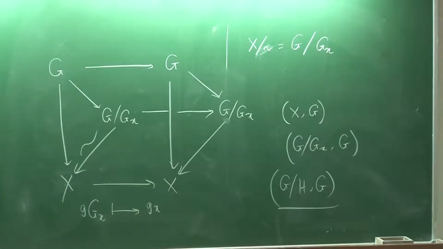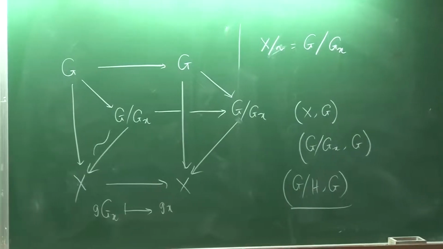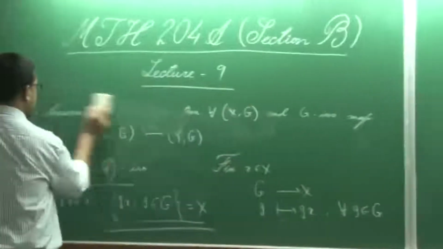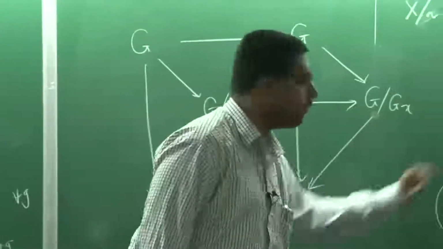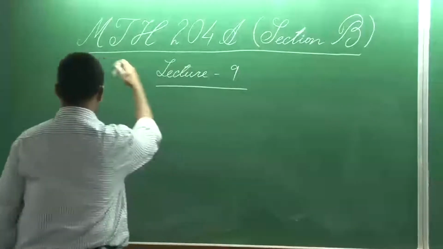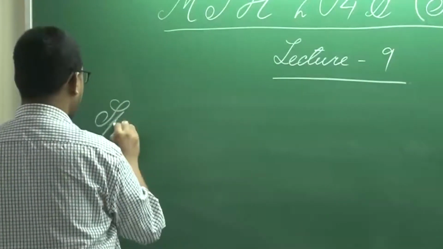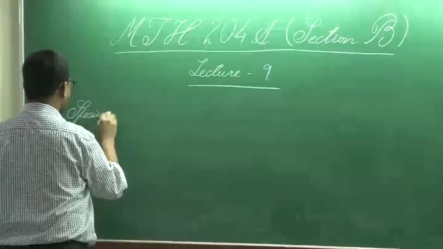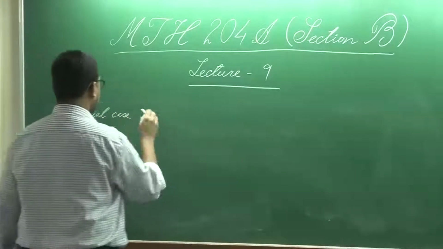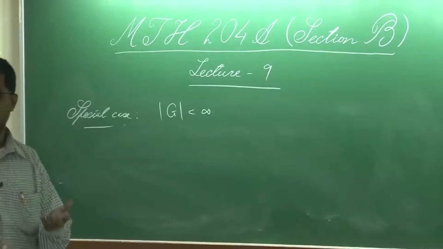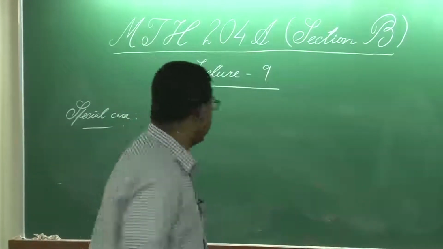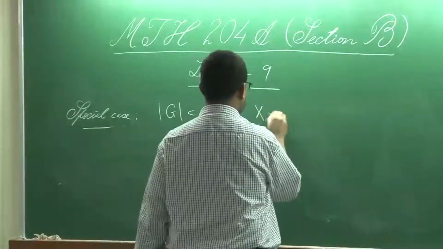Before I go further, let me give some further consequences of this. So, in the special case when G is finite, of course, then X also has to be finite, because X is nothing but this.